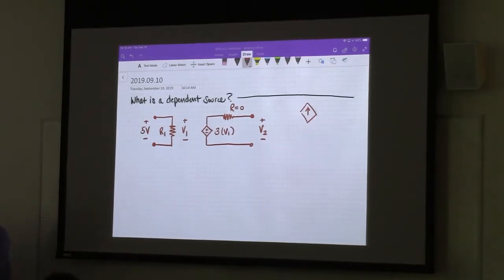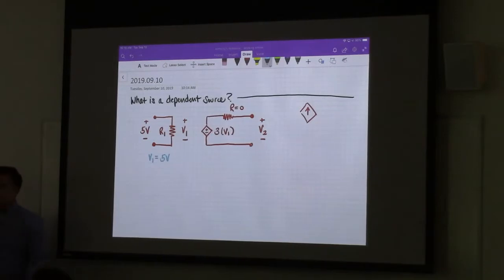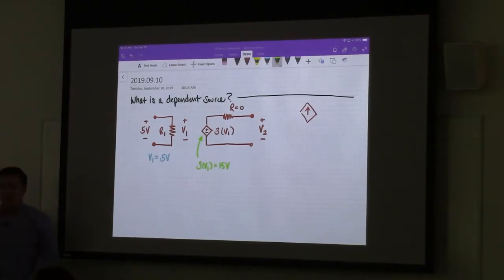So let's solve this and figure out what the output V2 will be. It's a very simple circuit. First things first, what is V1? It's simply equal to 5 volts. Right? V1 is in parallel with the 5 volt input. That means this source, 3 times V1, is equal to 15 volts. So we're going to consider that to be a 15 volt source.